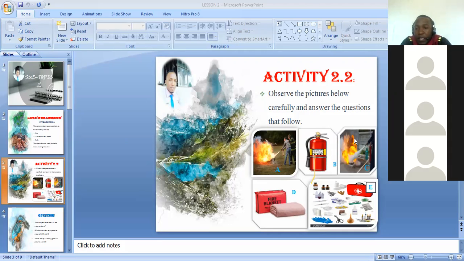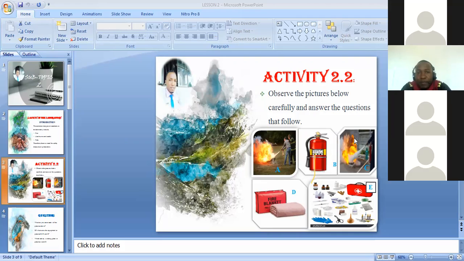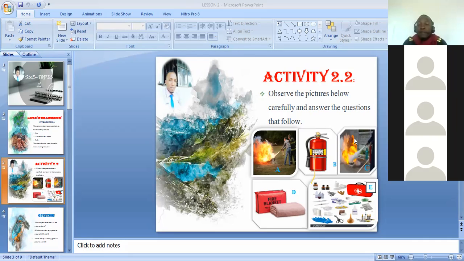And then lastly, picture E. I'm seeing Pretty, your hand is up already. I can see the tools found in a first aid box. Very, very good. That's brilliant of you. Picture E shows tools found in the first aid box.